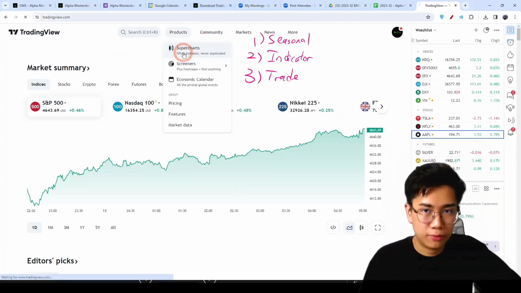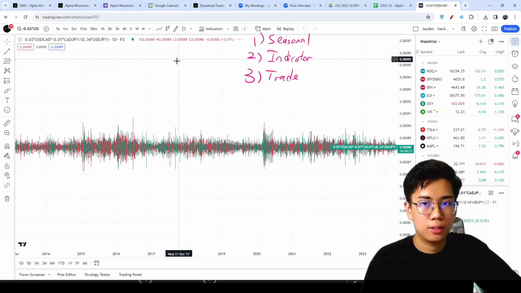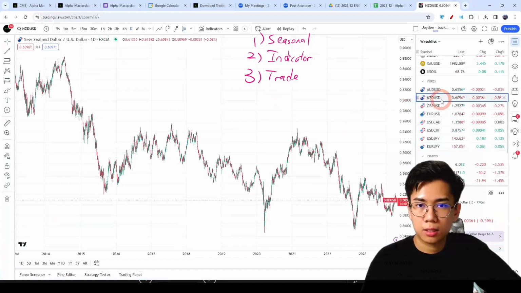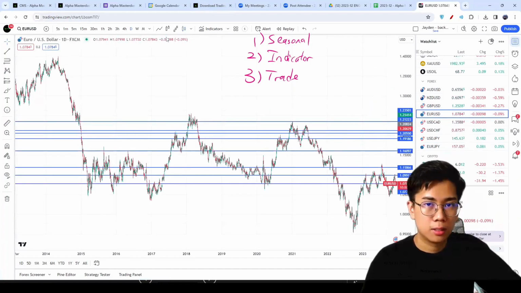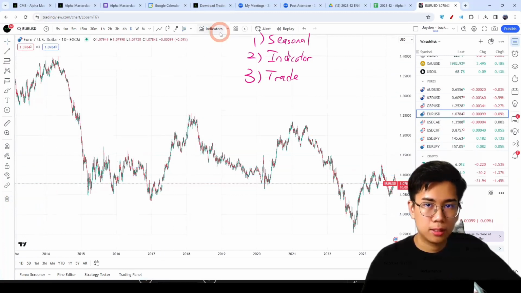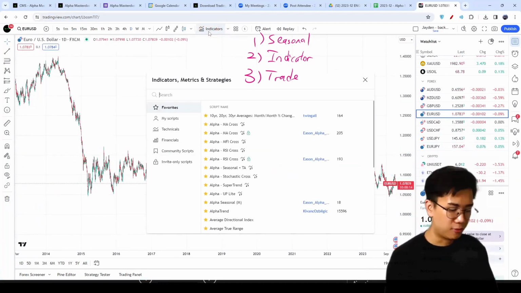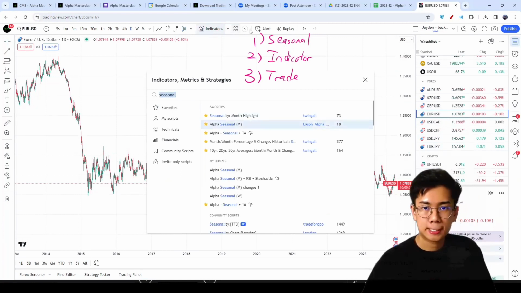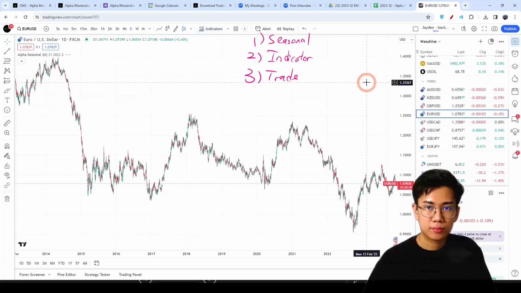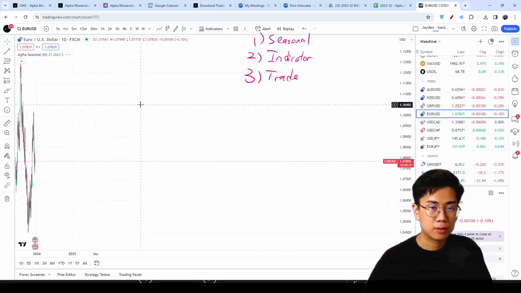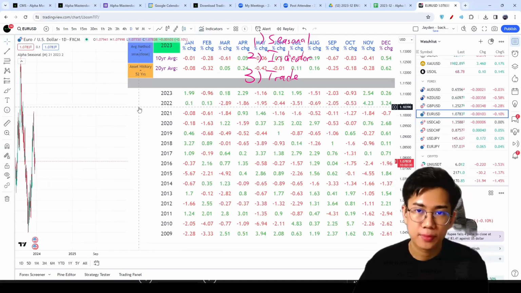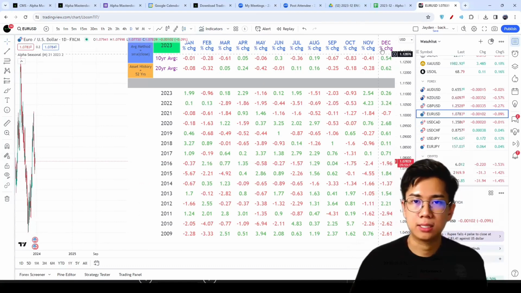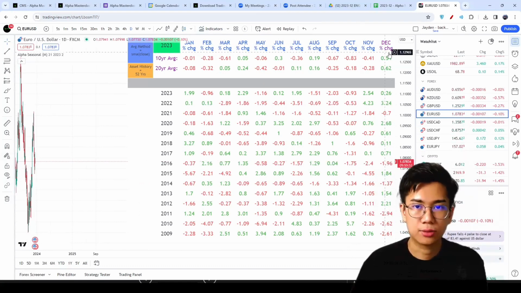Now this is TradingView. You can go for Euro USD, daily charts. Here is where you get the Alpha Seasonal. And today is December. Now today is December, and it means a green color. It's a green color.